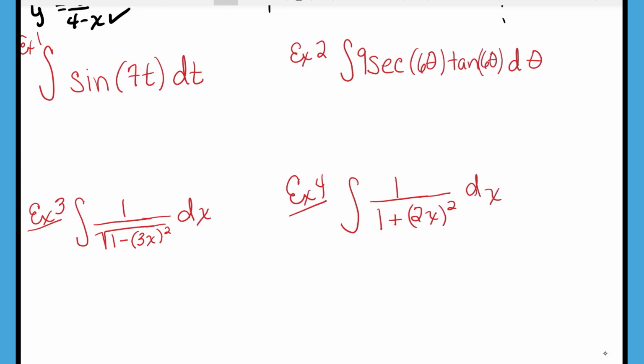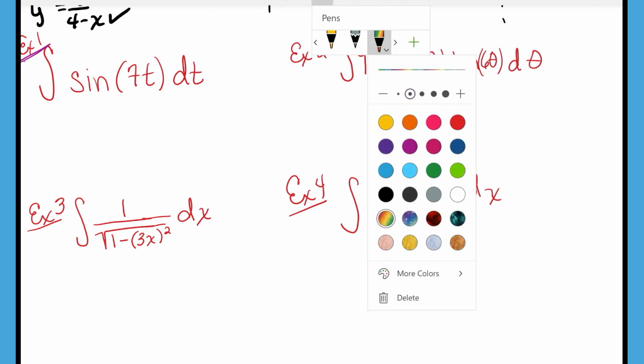So here's example 1. And again, I'm just having pen problems today. I think I'm going to go with my rainbow because I love it, but I'm going to make it a little thinner.